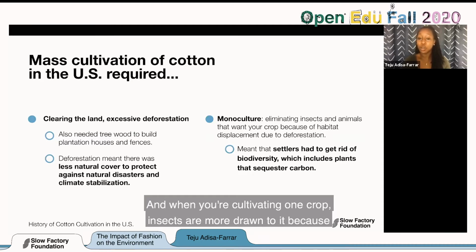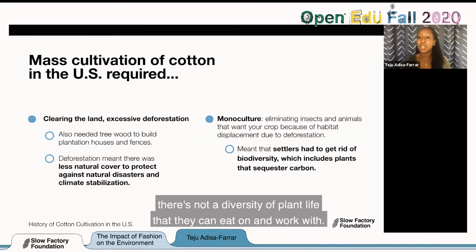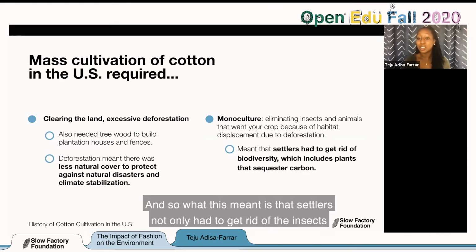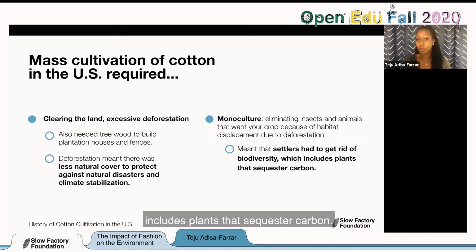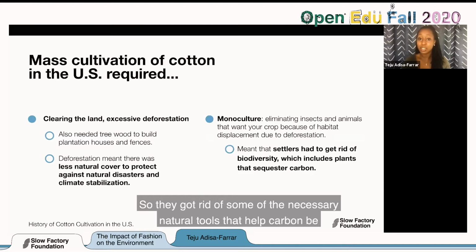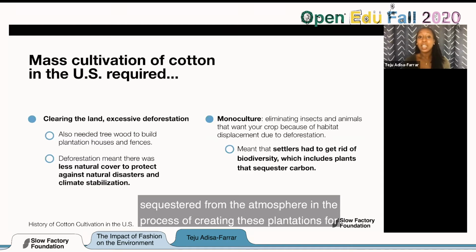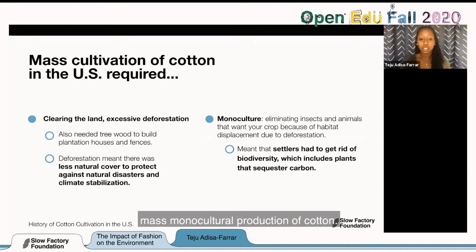And when you're cultivating one crop, insects are more drawn to it because there's not a diversity of plant life that they can eat and work with. So what this meant is that settlers not only had to get rid of the insects and animals, but essentially they had to get rid of the biodiversity, which includes plants that sequester carbon. So they got rid of some of the necessary natural tools that help carbon be sequestered from the atmosphere in the process of creating these plantations for mass monocultural production of cotton.